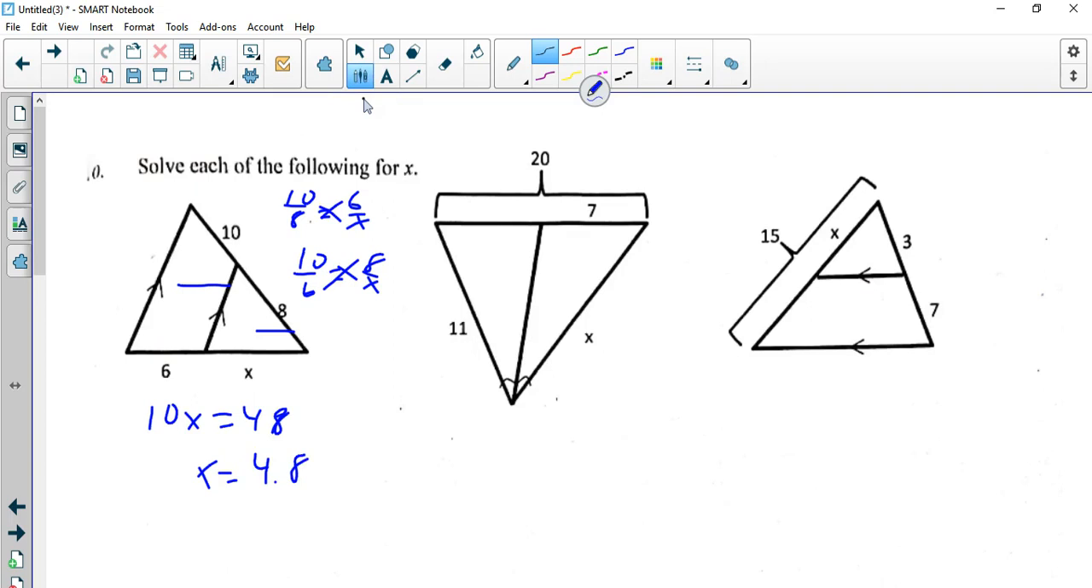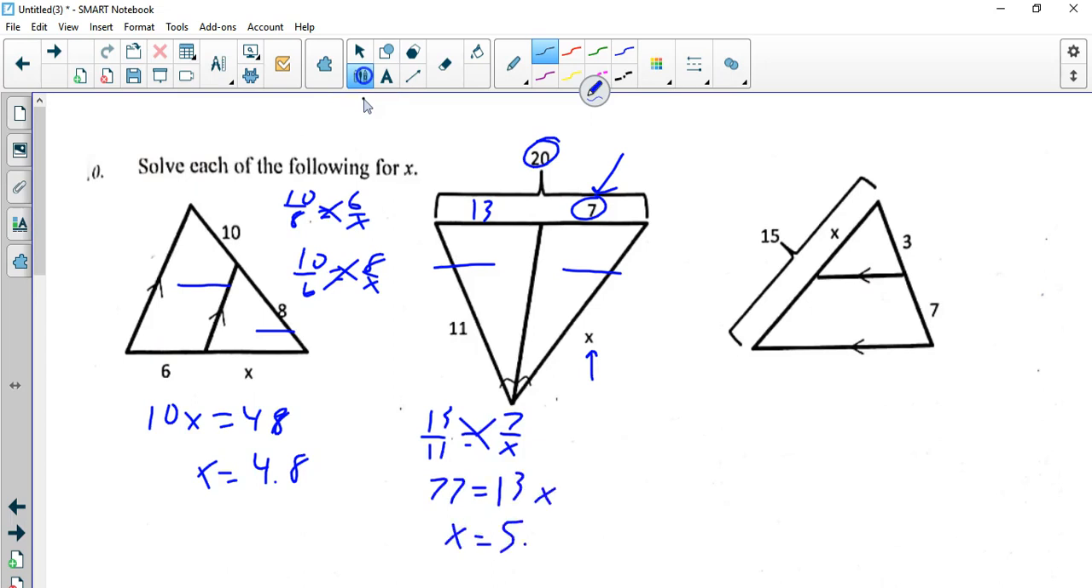Okay, this one is not as hard as it looks because we don't have to make it more challenging, we would have put the variable there and put a number here. So this is a little bit easier because since this is 20 and this is 7, that makes this 13. And now, again, you can just set up your fractions. 13 over 11 equals 7 over x. Cross multiply. 77 equals 13x. And x is equal to 5.9 rounded.